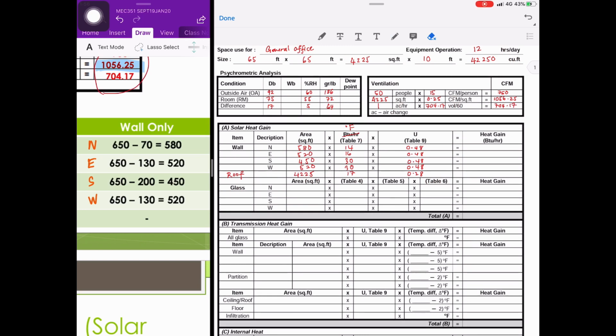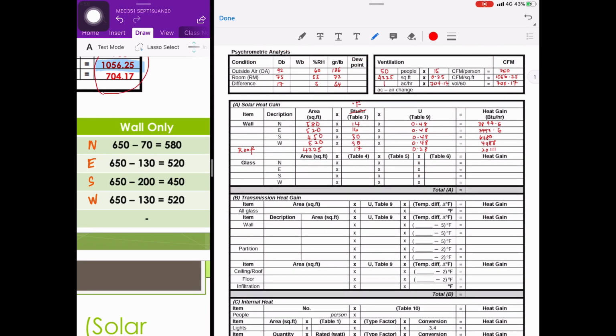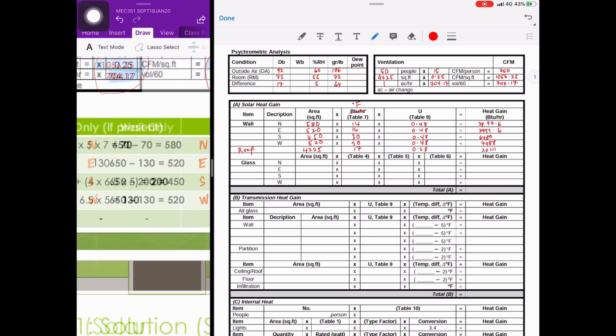Once we have all the values, we are going to determine the heat gain. Once we have determined the heat gain, we can move to the glass for the solar heat gain. And again, for the glass, it's going to be the glass sides that is exposed to the sun. In our case, north, east, south, and west. We are going to take the glass only area.